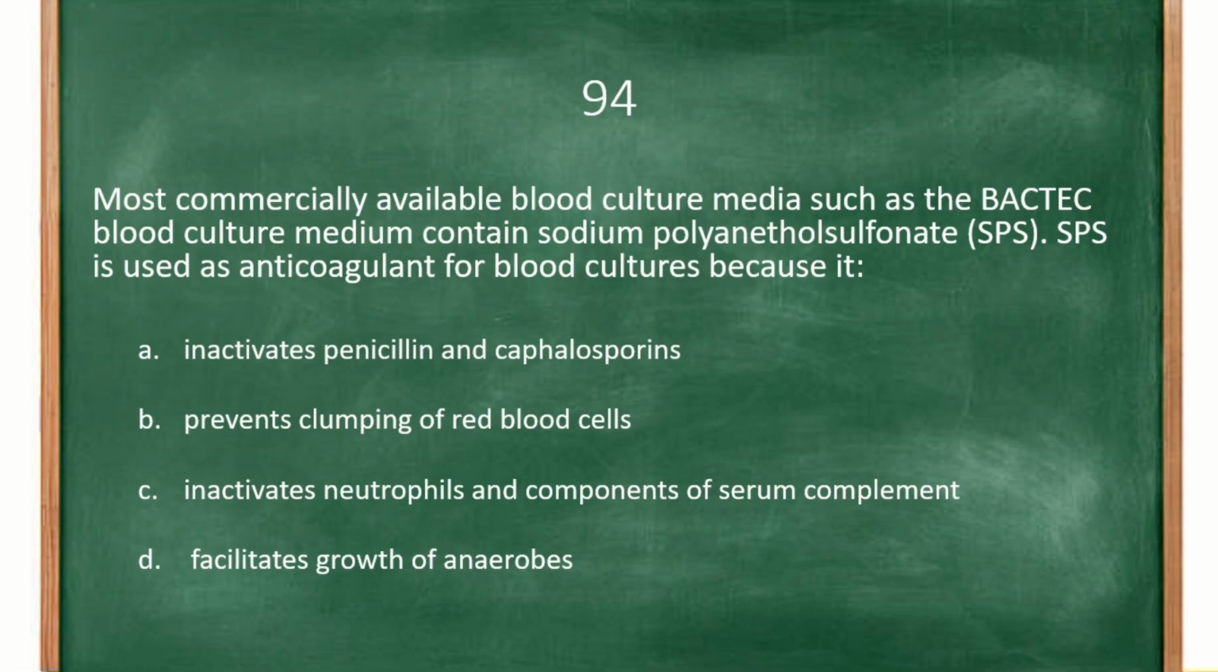SPS is used as anticoagulant for blood culture because it A, inactivates penicillin and cephalosporin, B, prevents clumping of red blood cells, C, inactivates neutrophils and components of the serum complement, and then D, facilitates growth of anaerobes. If you are paying attention, this question we've solved already, and they repeated it again. So another evidence that they take questions from the question bank and then they repeat them. Most likely you're going to see it in your exam somewhere, somehow. So we've solved that again. The answer is C. So let's not waste time on that.